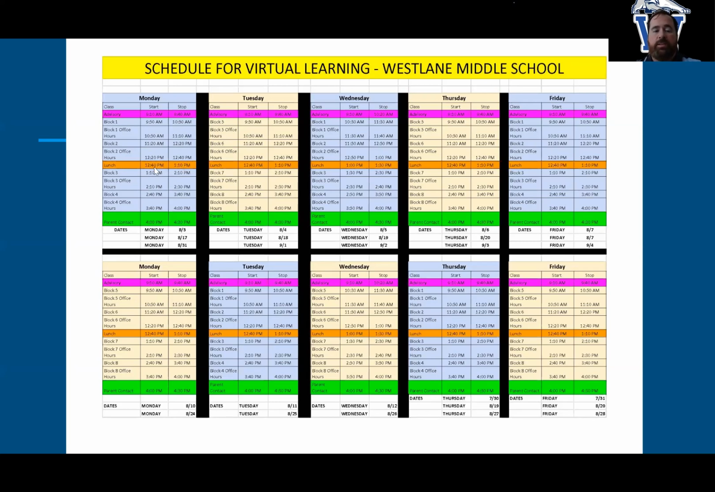So everybody's got a half an hour for lunch. And then you're going to go right into block 3 or block 7 for the day, from 1:10 to 2:10 p.m. And that's another hour-long class with a 20-minute small group time afterwards. And then our block 4 is 2:40 to 3:40 at the end. And then you have office hours from 3:40 to 4 o'clock.